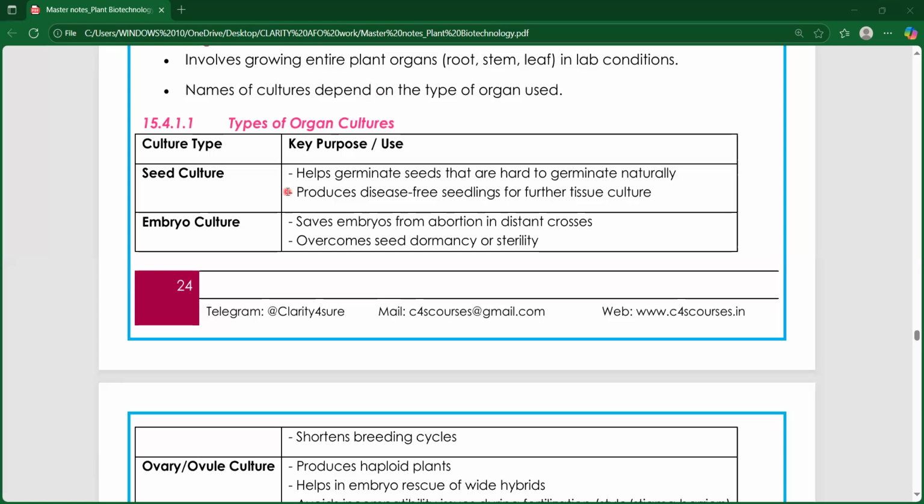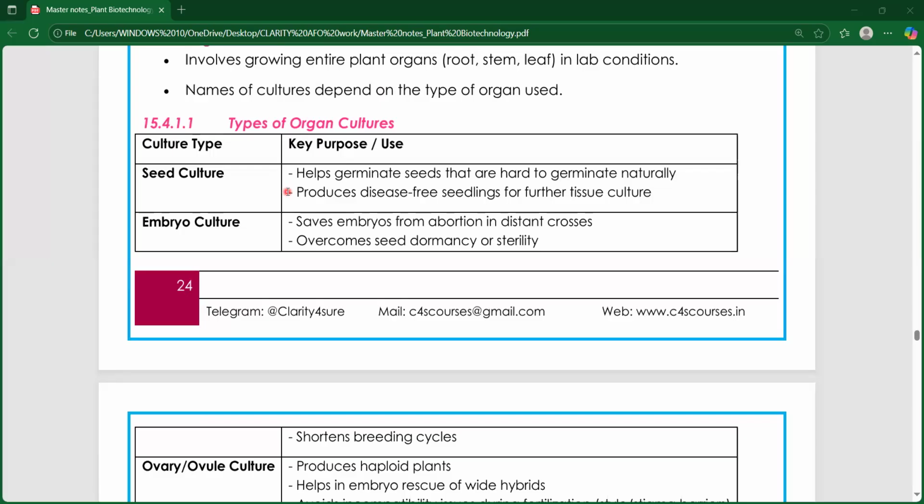In which we use, this culture is used for culturing seeds in vitro, or we can say under sterile conditions. Okay. So the applications of these cultures are generally what happens in the AFO examination. The questions are very clear, very easy, very clear from these cultures. Okay. So try to analyze what I am trying to say here and make note of all the points I am saying here. Okay. So let's see what is seed culture.